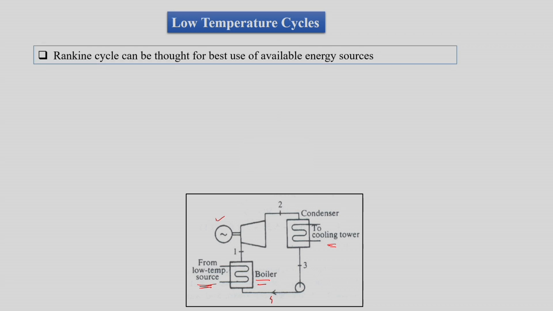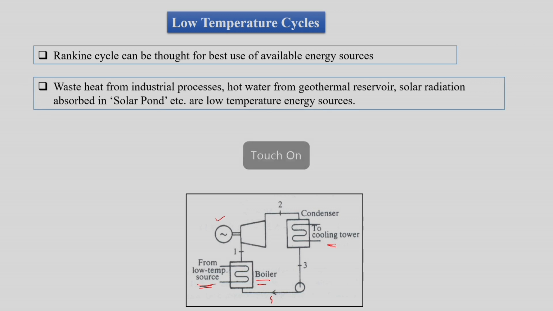Then the Rankine cycle can be thought to be best used for the available energy resources. What are the possible available energy resources? We can have some industrial process which loses heat to the atmosphere. We can have hot water from a geothermal reservoir. We can have solar radiation absorbed in a solar pond. These will give us the required small but sufficient temperature difference where we should be able to run a Rankine cycle.